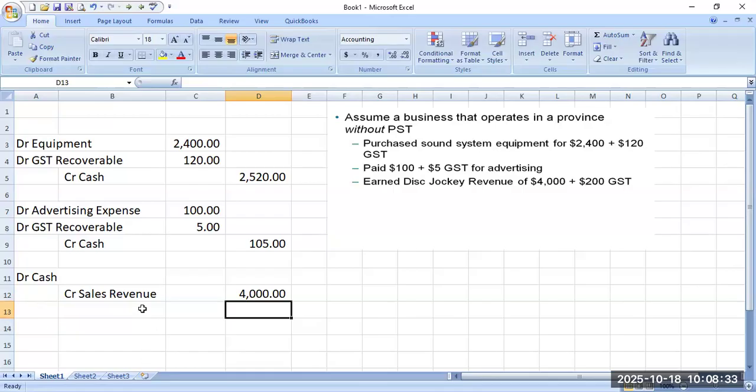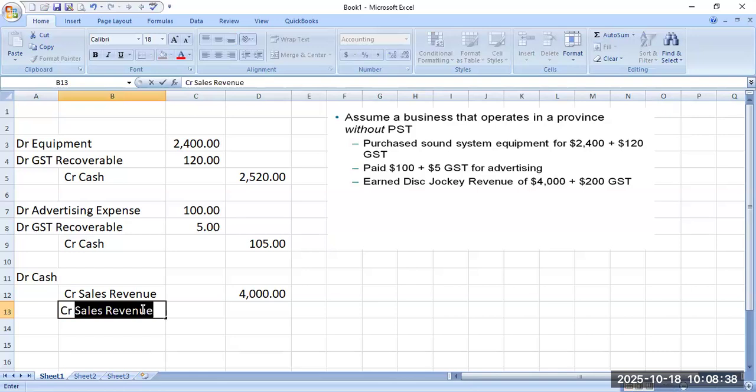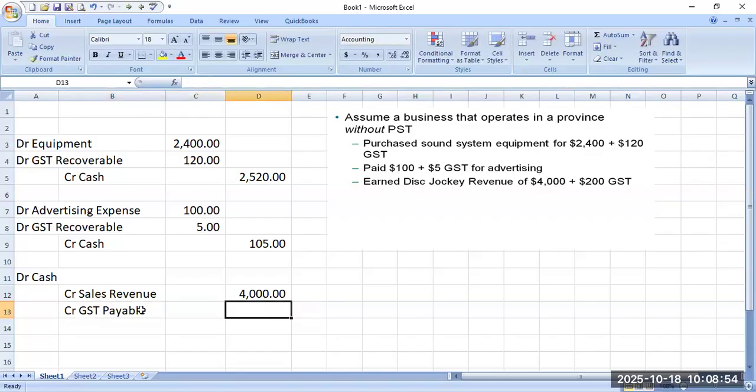But we also have a GST. That will be credit. We have to create GST payable. Since we're collecting it from the client, we have to pay it to the government. That one will be $200. So now the cash that we collected is going to be equal to the 4,000 plus the 200.